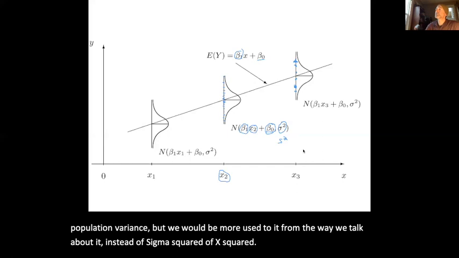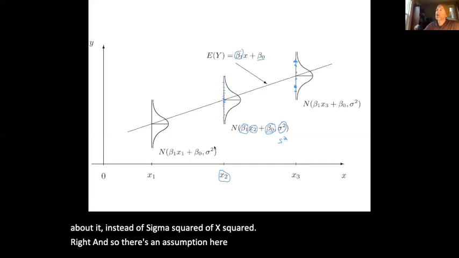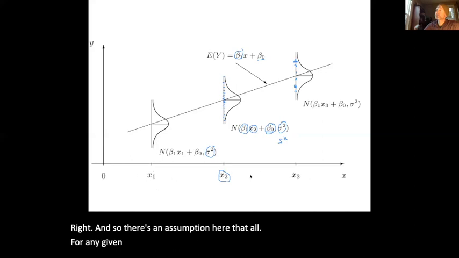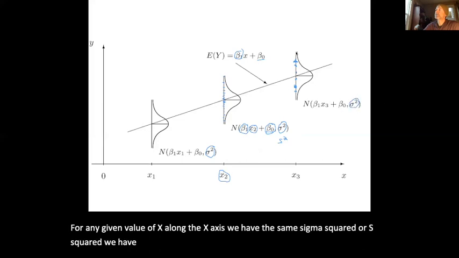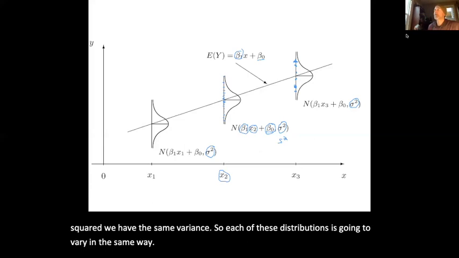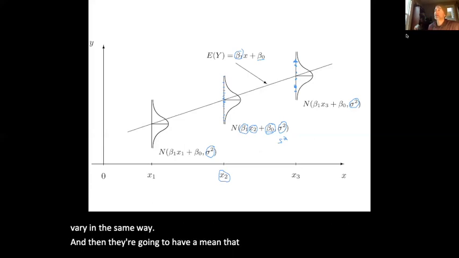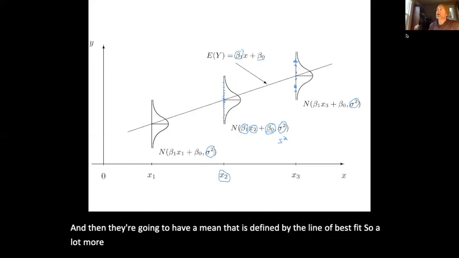And so there's an assumption here that for all points at any given value of x along the x-axis, we have the same sigma squared or s squared, we have the same variance. So each of these distributions is going to vary in the same way. And then they're going to have a mean that is defined by the line of best fit. So, okay, a lot more to think about there. Basically, all this comes down to is saying your data should be equally variable along the fit.